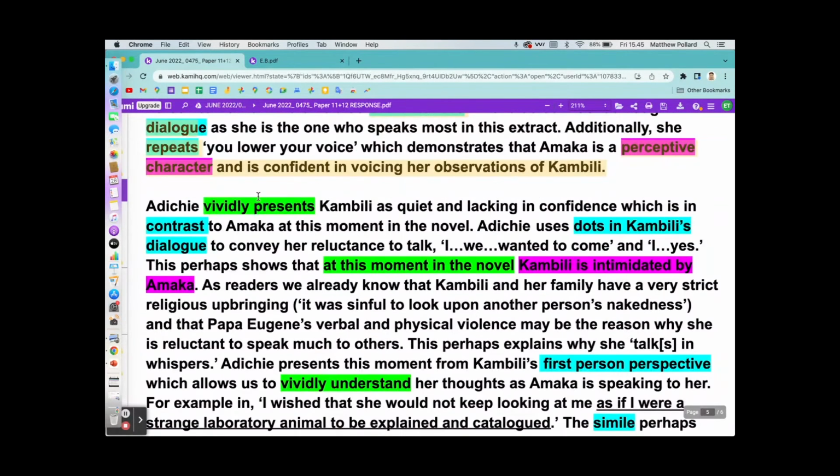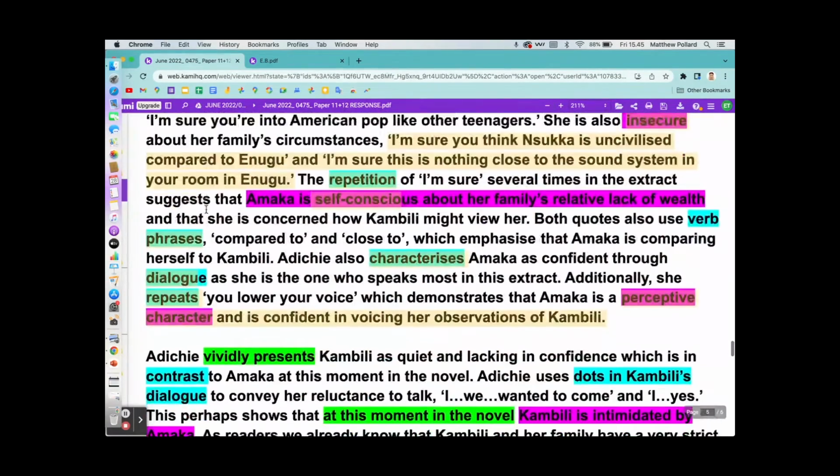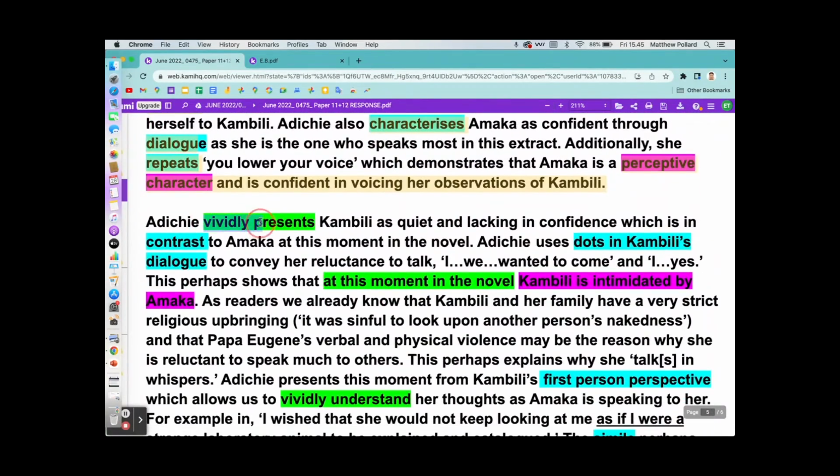Well, you can see in green, we've got the focus on the keywords in the question. You can see what I've done here is I've changed "vividly portrays" to "vividly presents." Don't worry that the wording's slightly different, that we're using synonyms. The examiner's still going to be able to see that you're focusing on the question. You've got "at this moment in the novel" and "vividly understand." So there's this structure going on within the paragraph showing that you are focusing on the question.